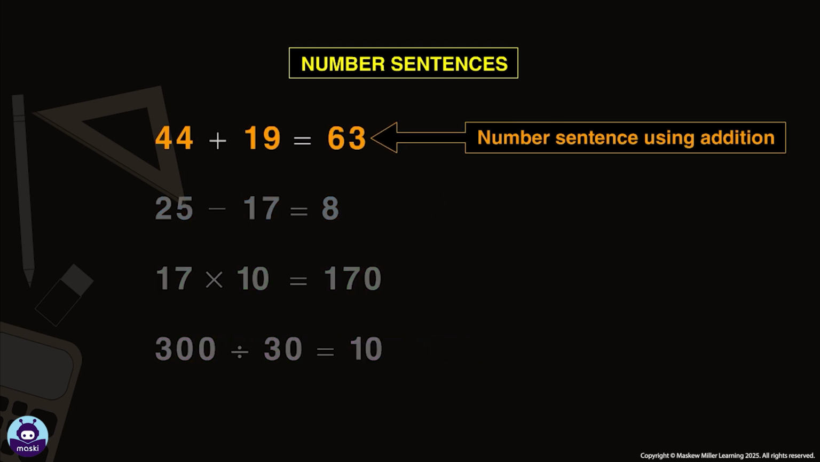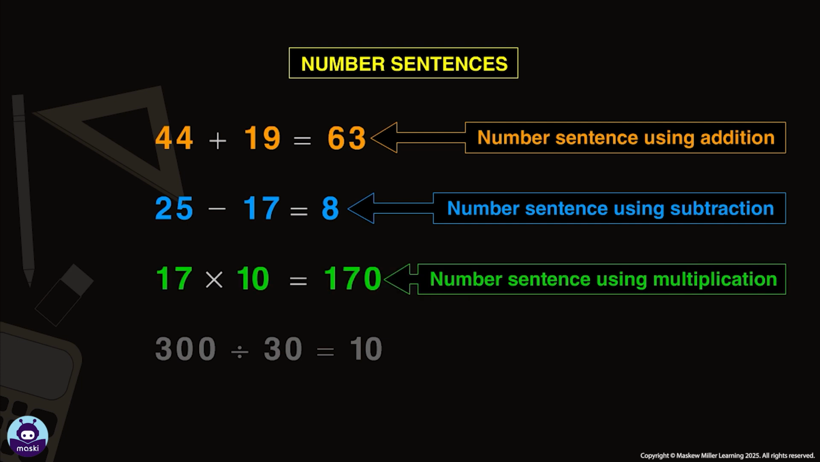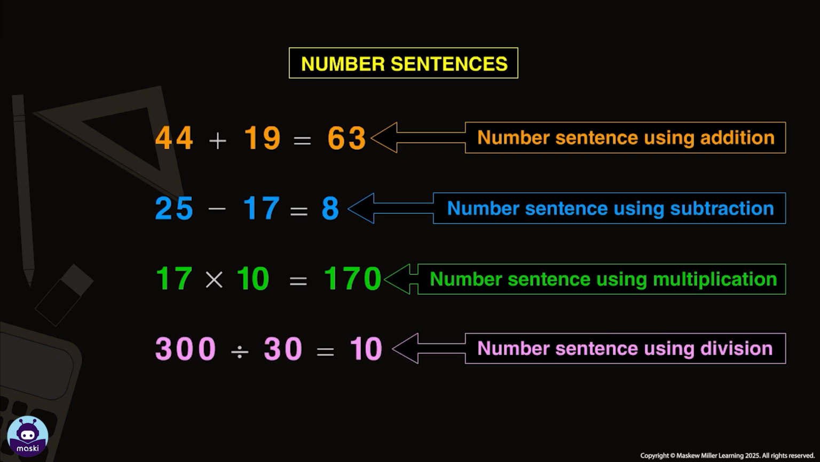Number sentence using addition: 44 plus 19 equals 63. Number sentence using subtraction: 25 minus 17 equals 8. Number sentence using multiplication: 17 times 10 equals 170. Number sentence using division: 300 divided by 30 equals 10.